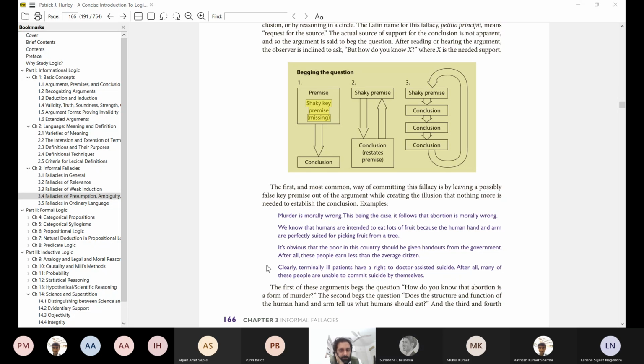Let's have hands up because there are so many people. So we'll go with Aryan, Piyush, and Sumedha.